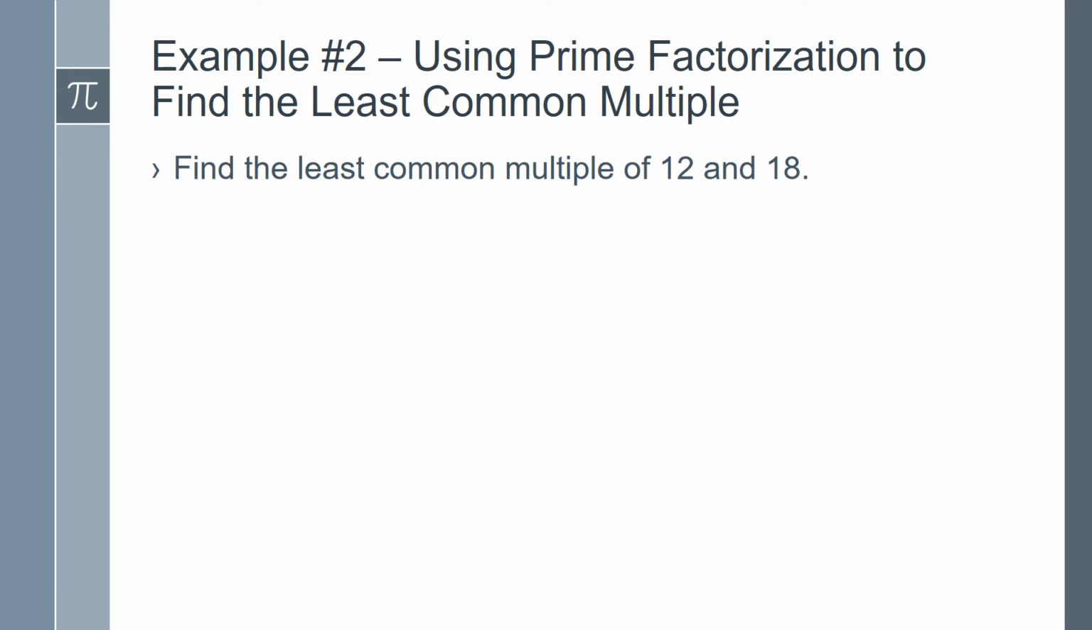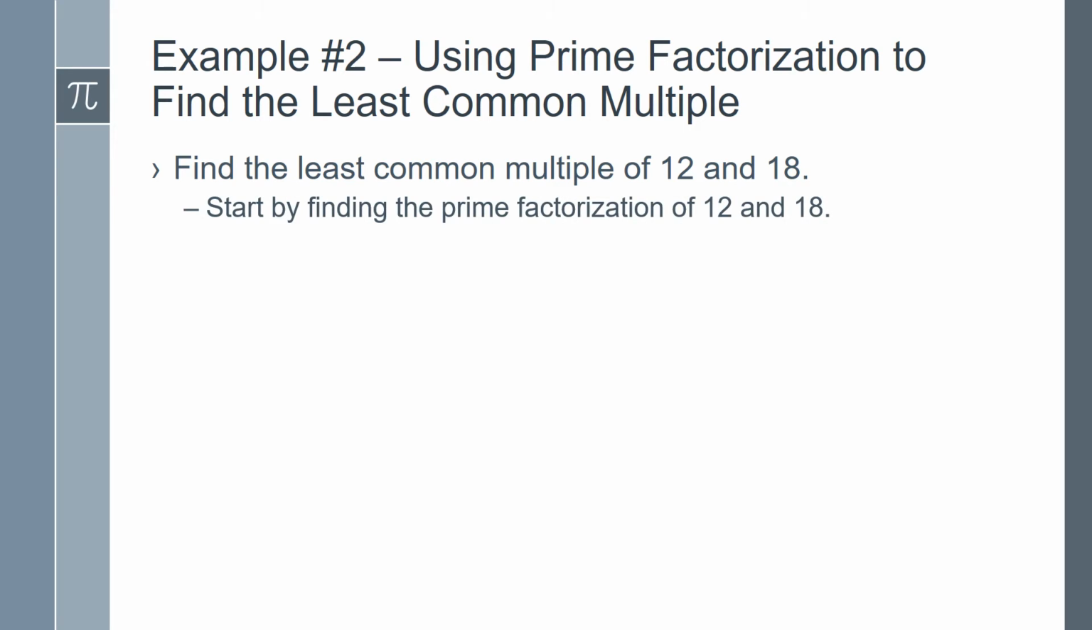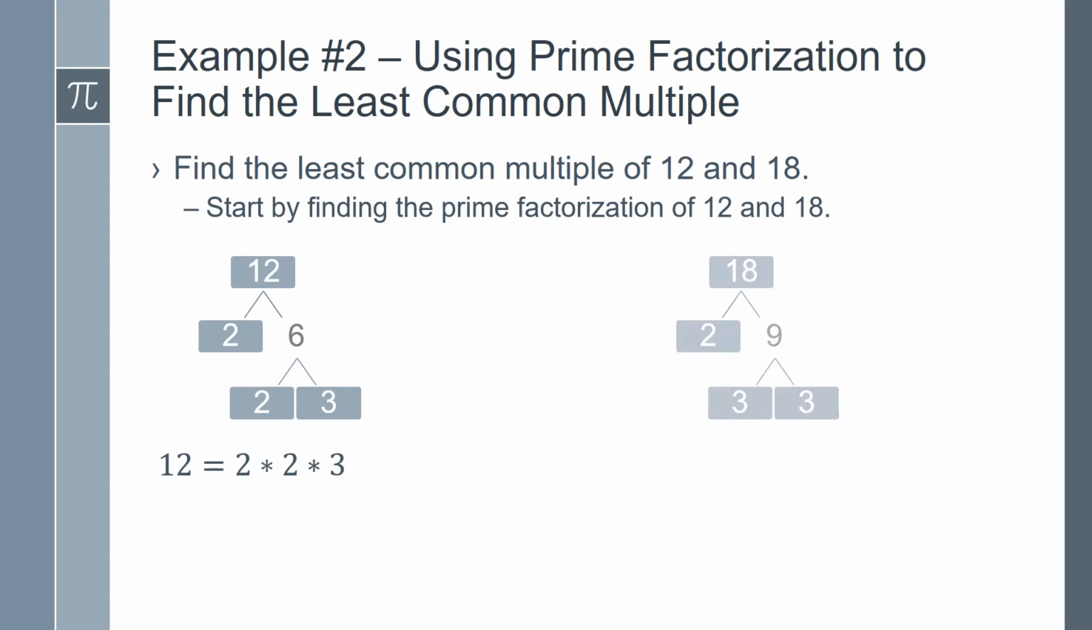Example number 2. Find the least common multiple of 12 and 18. This time we will be using the prime factorization method. So we need to start by finding the prime factorization of each number. The factor tree for 12 looks like this, and we find that the prime factorization is 2 times 2 times 3. The factor tree for 18 looks like this, and we find that the prime factorization is 2 times 3 times 3.